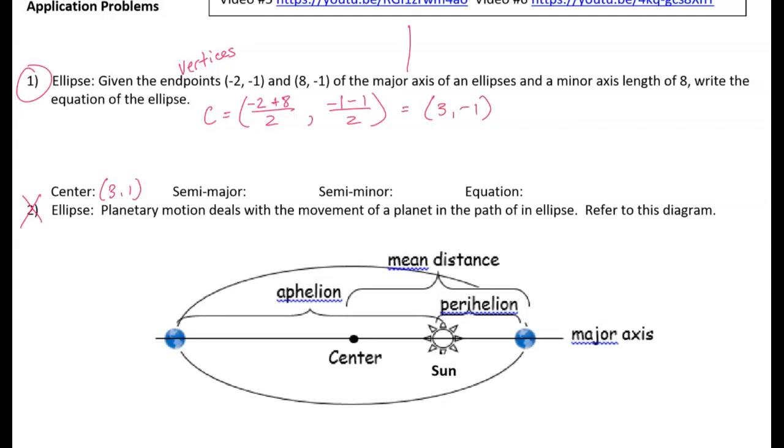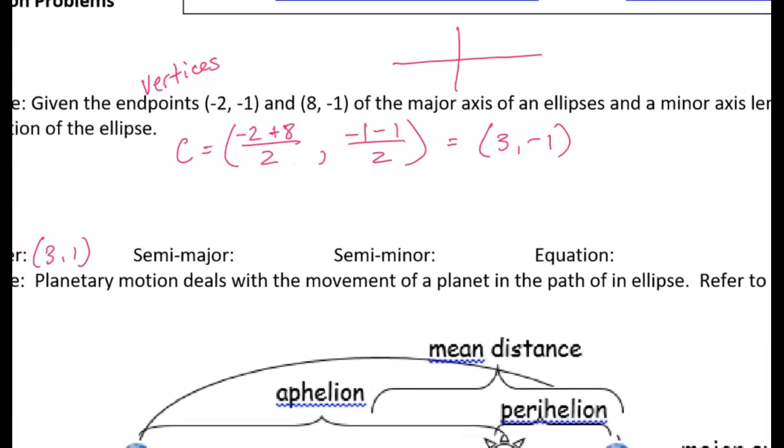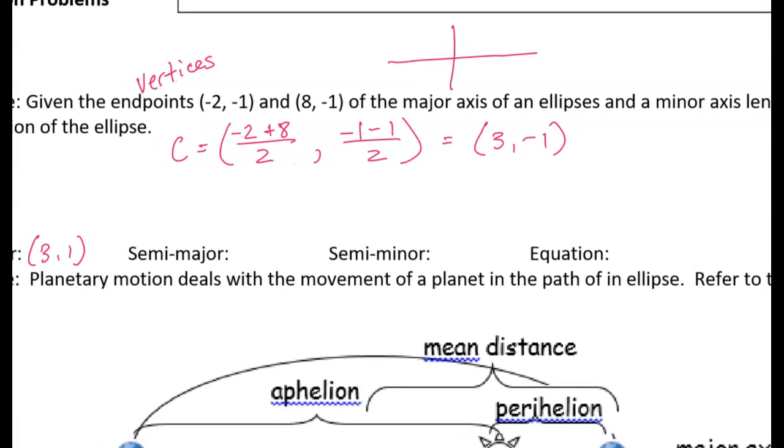Just because I like to know what this looks like, I'm going to go ahead and, oh, I forgot a negative here. I'm going to show you this on a coordinate plane. So we have 3, -1 as our center. We have our vertices at -2, -1, and 8, -1. So this is our major axis.